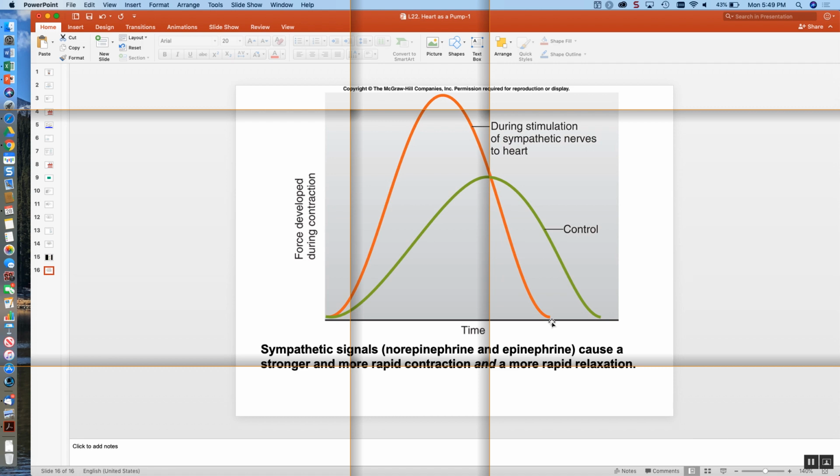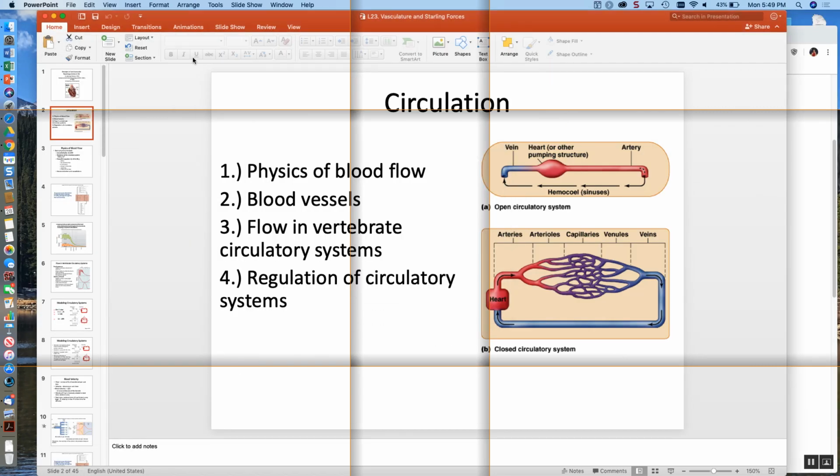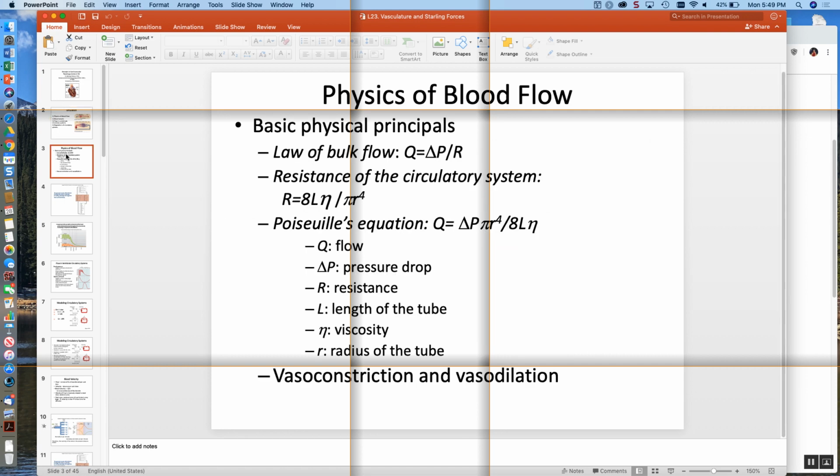Okay, so we've got a few more minutes. And I think with this one, you all feel pretty good. These are the topics that we've been covering in the last few days.